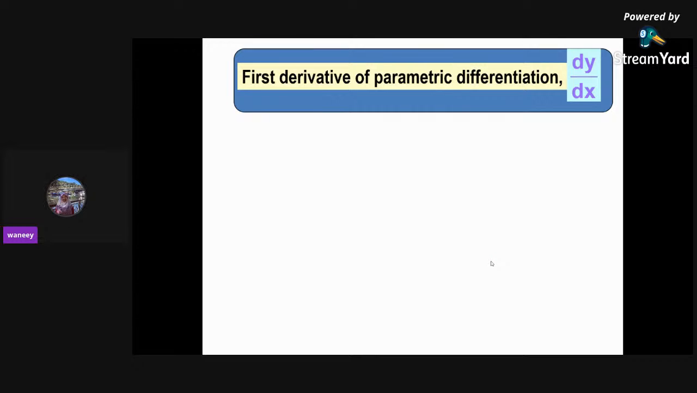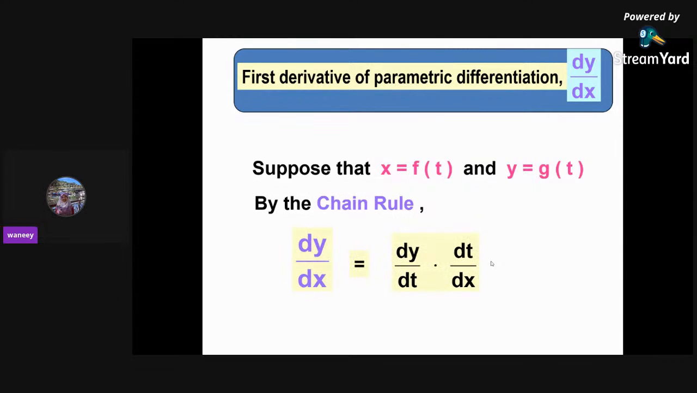Okay, so if we want to find the first derivative of the parametric differentiation, dy over dx, let's say we have x in terms of t, so x equals f(t) and y equals g(t). Then by using the chain rule, dy over dx is actually dy over dt times dt over dx. So that means we're going to differentiate this to get dx over dt, and we're going to differentiate the y to get dy over dt. And then we're going to use the formula: dy over dx is dy over dt multiplied with dt over dx.